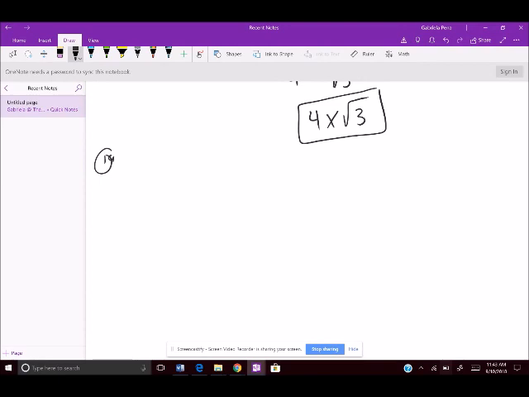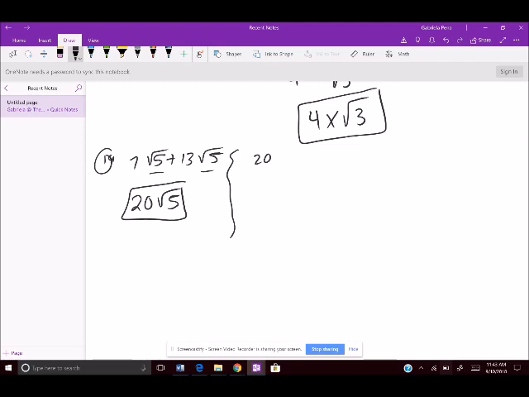For number 19, 7 square root of 5 plus 13 square root of 5. Can we add those? Yes. Because they have the same square root, right? So the answer is just 20 square root of 5. For number 20, 4 square root of 72 minus 2 square root of 48.